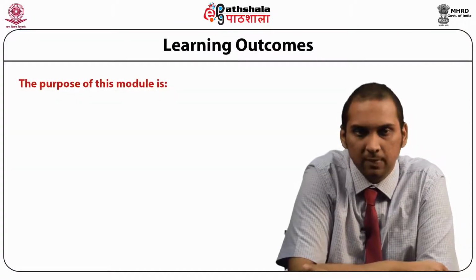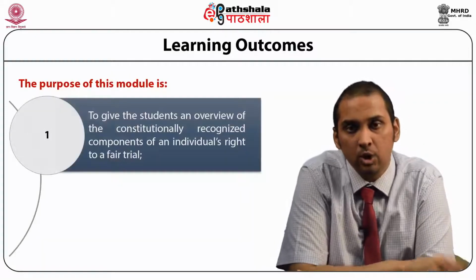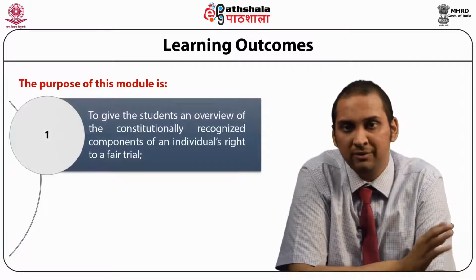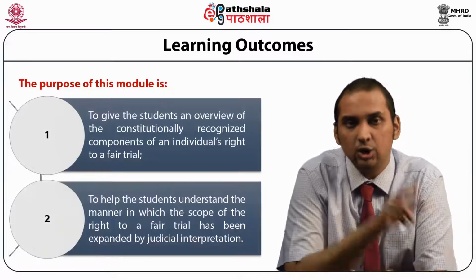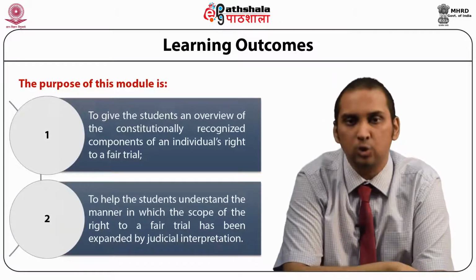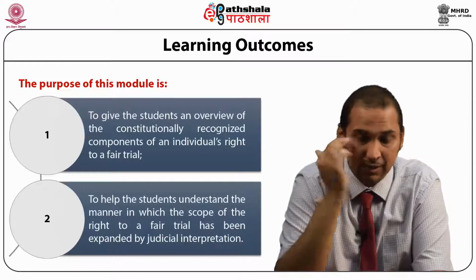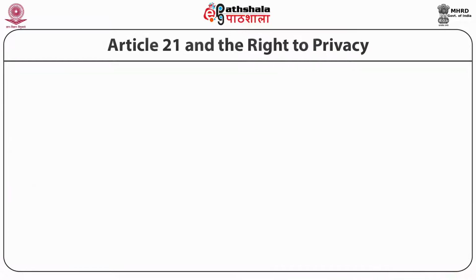Attention will also be paid to the interrelationship between the right to privacy and the freedom of the press in India. The purpose of this module is twofold. First, to give the students an overview of the constitutionally recognized components of an individual's right to a fair trial, and second, to help the students understand the manner in which the scope of the right to a fair trial has been expanded by judicial interpretation. Let's start with Article 21 and the right to privacy.